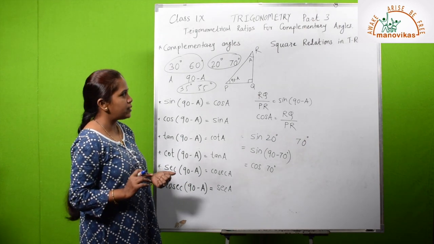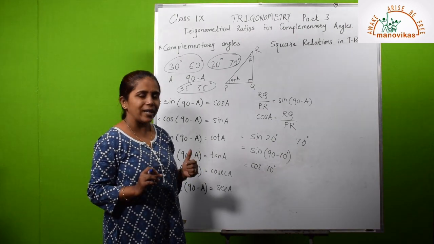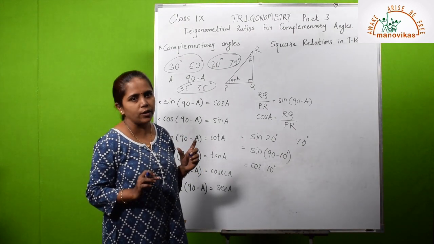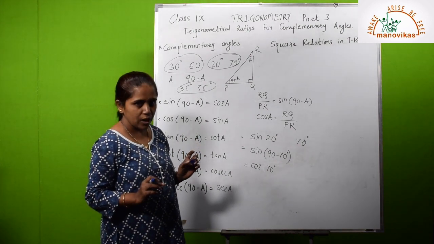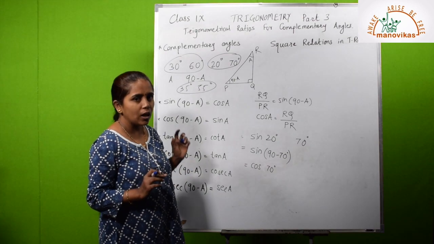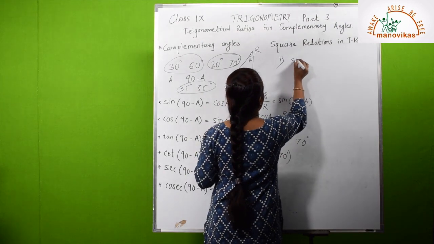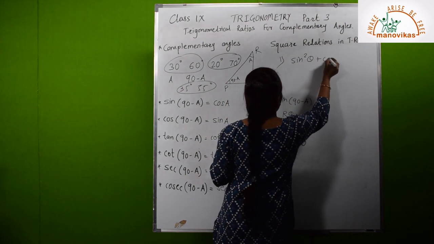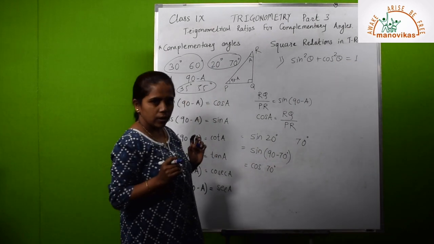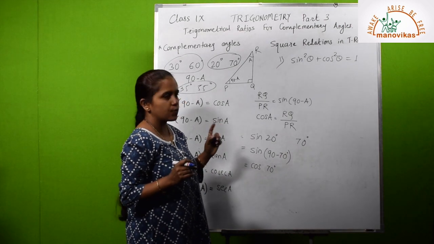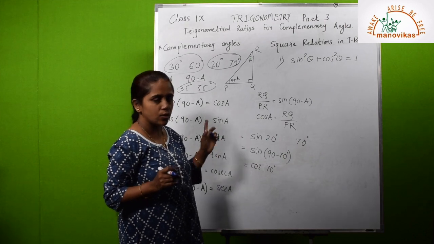Now one more thing I missed, that is square relations in the trigonometrical ratios. How to write the square or any power of trigonometric ratios I have explained in the previous video. Now what are the square relations? There are three relations related to the 6 trigonometrical ratios. First is sin square theta plus cos square theta is equal to 1. For any angle theta we can write sin square plus cos square is equal to 1. This is one relation for the sin and cos.